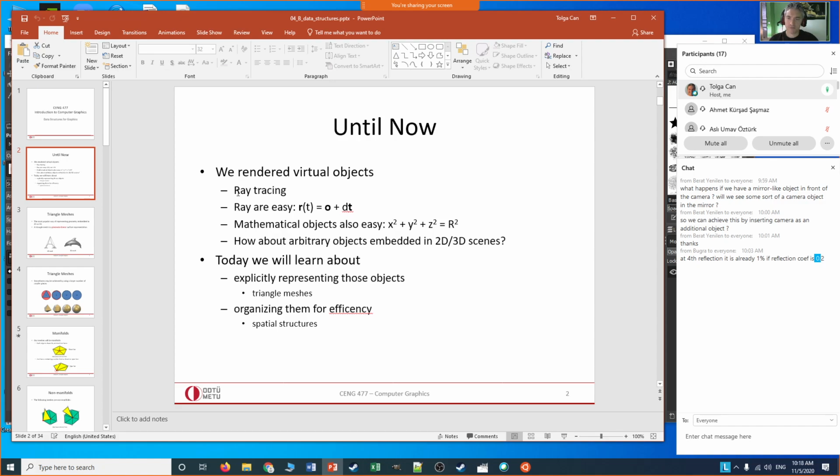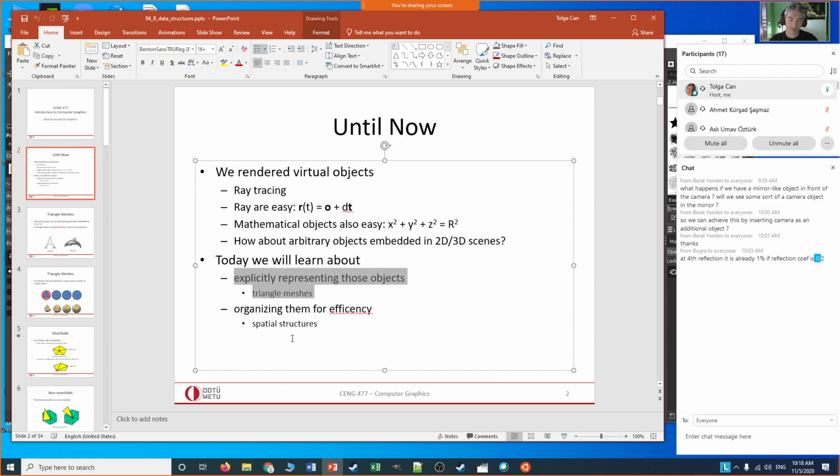In the first part, we learned the ray tracing algorithm basics. Some of our objects are mathematical objects like spheres, where just the center of the sphere and its radius are given to us. Other arbitrary objects are triangular meshes. Yeah, as I said, these slides are organized in two parts: how to represent triangular meshes efficiently, and how to organize them efficiently by using index structures for our three-dimensional scenes.